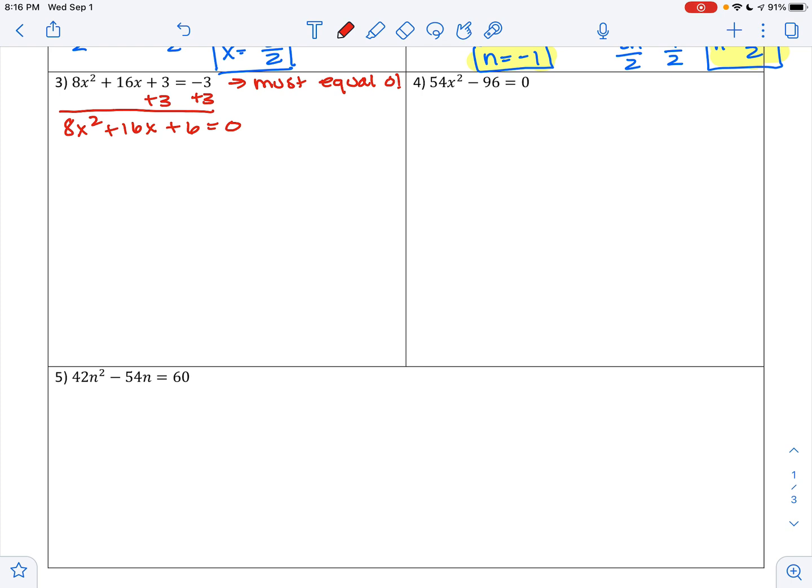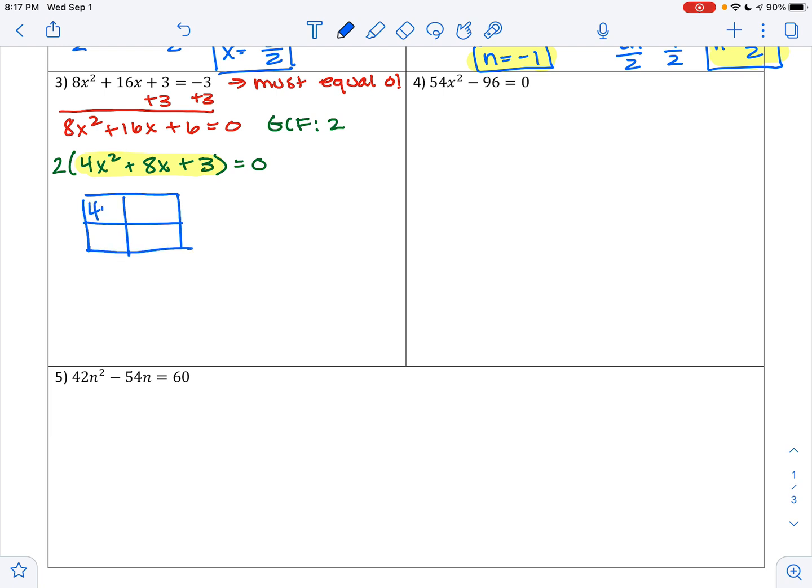Now we want to factor. Our first step with factoring is to always look for greatest common factor. And in this case, my greatest common factor is 2. So I need to factor that out. So I'll have 2 times 4x squared plus 8x plus 3 equals 0. Now I want to factor completely, meaning I want to factor what's left inside the parentheses. To do that, I'm going to use the area model.